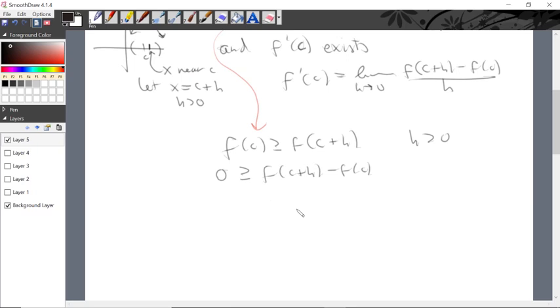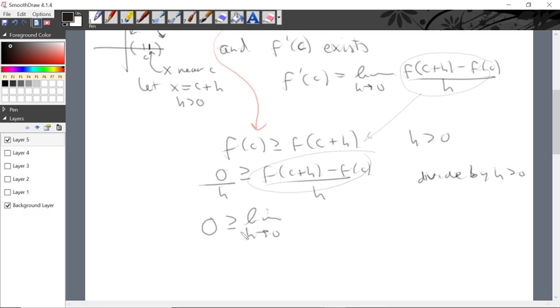And now we can divide both sides by h, where h is not equal to 0, so we can do that. 0 divided by a non-zero number is just 0. So now you have 0 is greater than or equal to this right here. And what is that? The difference quotient. So let's take the limit of both sides as h goes to 0.